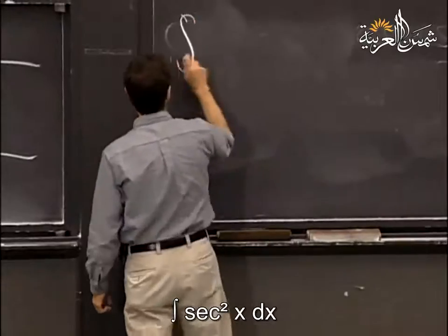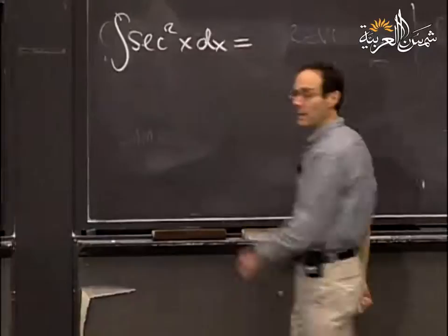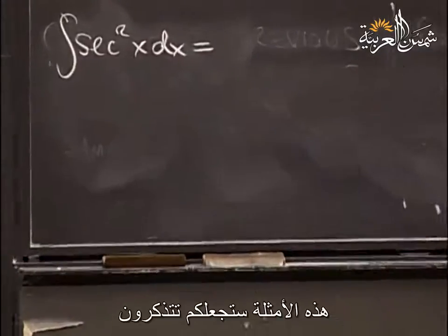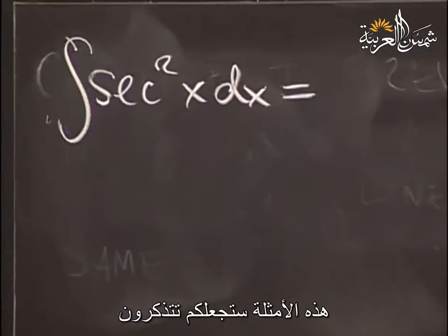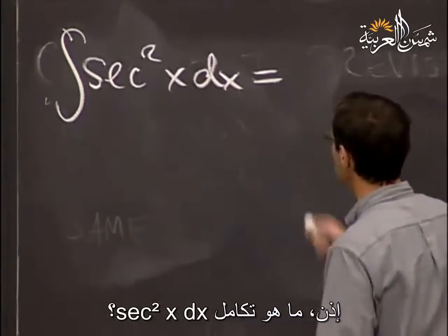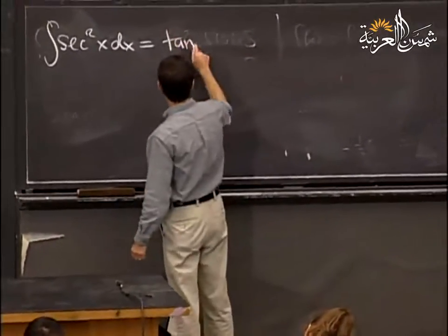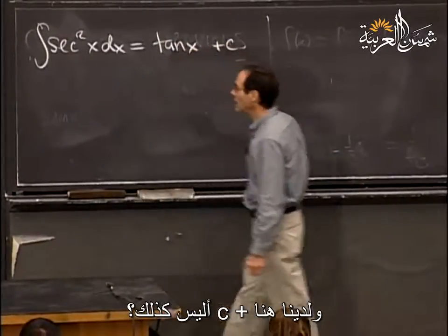The integral of secant squared x dx. Now, these are supposed to get you to remember all of your differentiation formulas, this standard one. So this one, integral of secant squared dx, is what? Tan x, and here we have plus c, all right?